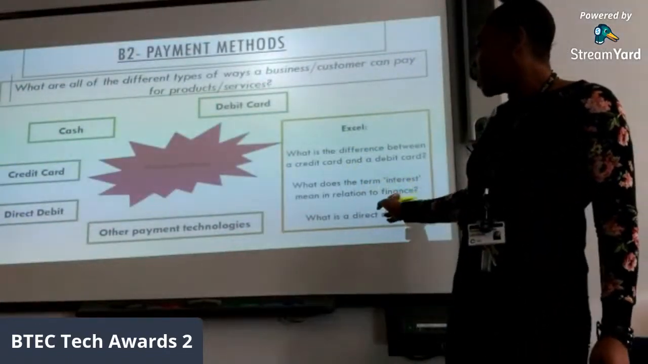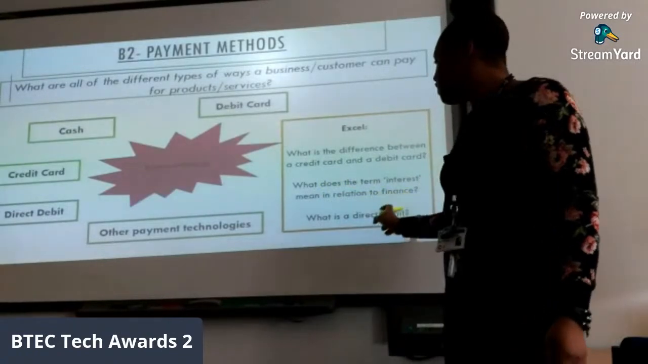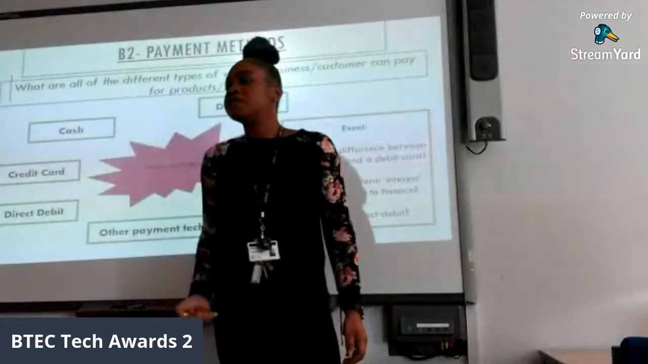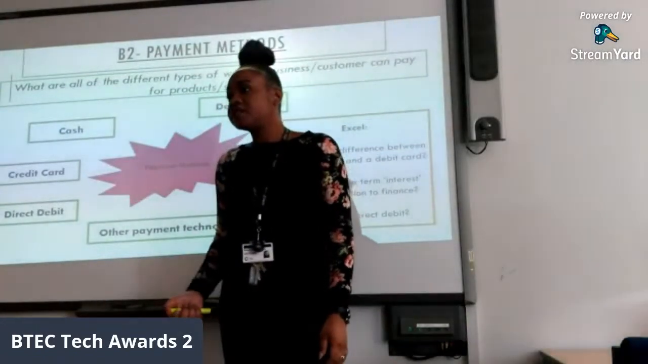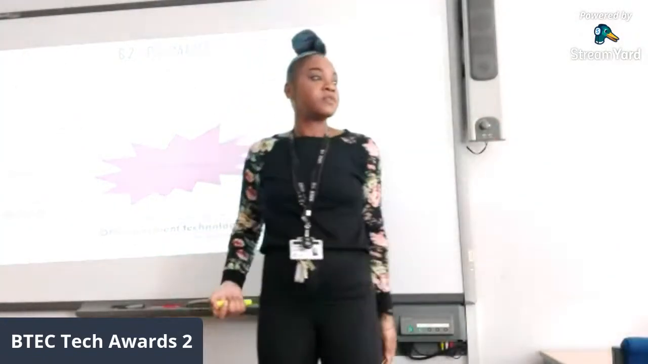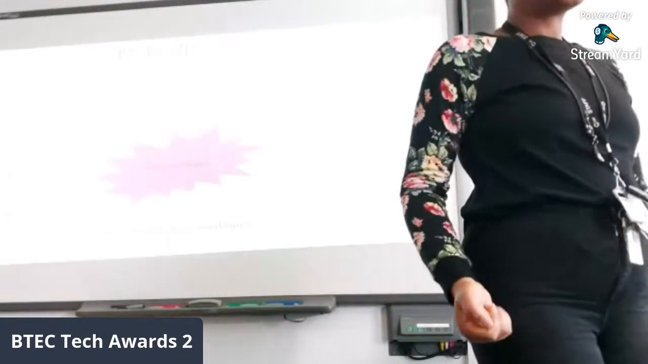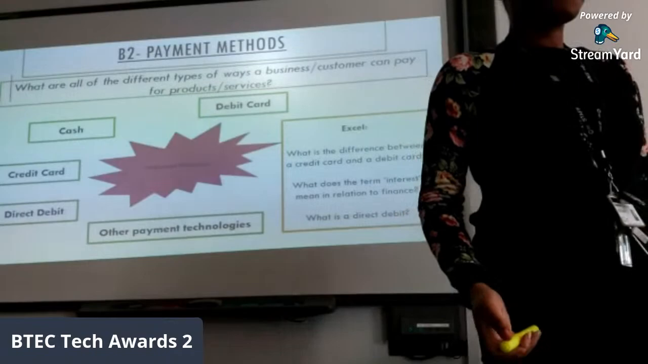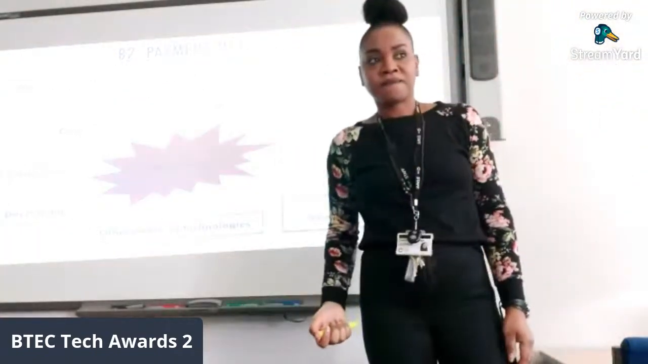What does the term interest mean in relation to finance? Who knows what interest means? The term interest. Yeah. Interest? It's like a sum of cash that you have to donate to the bank. You have to pay the bank.